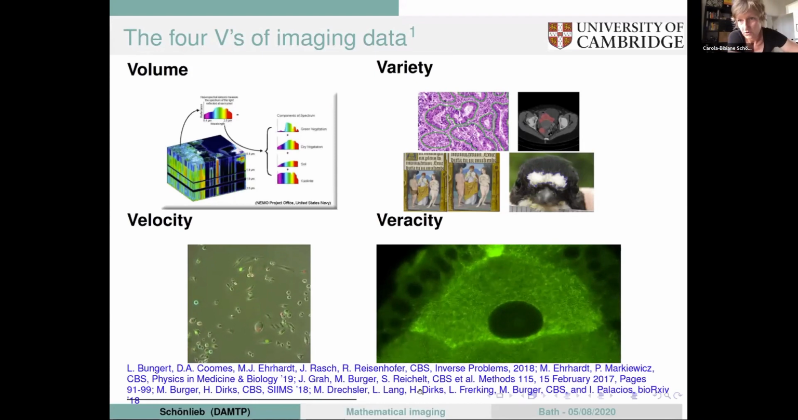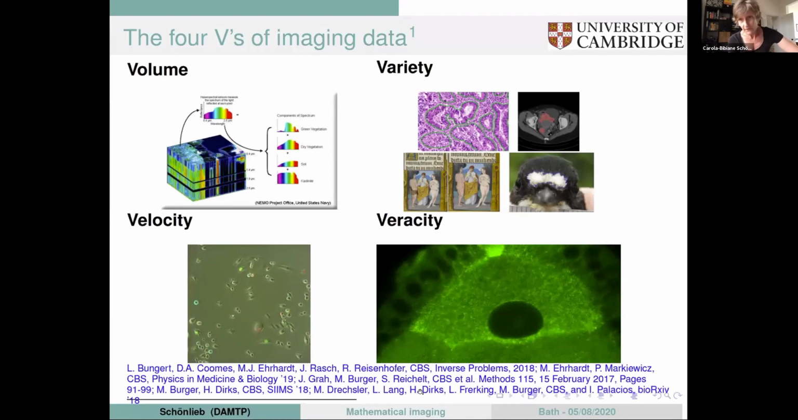And here I'm borrowing a concept, a characterization that IBM used a couple of years ago for big data. What is big data? They published this characterization of the 4 V's of big data. So I'm now giving you the 4 V's of imaging data. Okay, so the first V is volume. Imaging data is huge. It's large scale, high dimensional, and so this is a huge computational issue, of course.